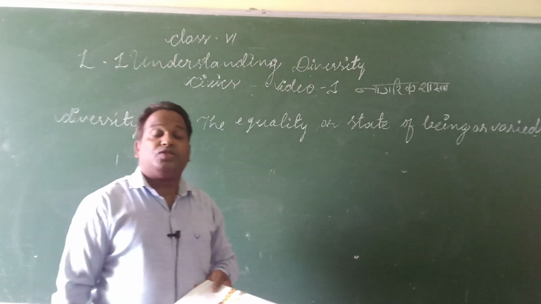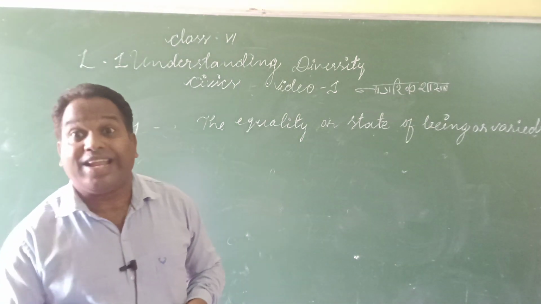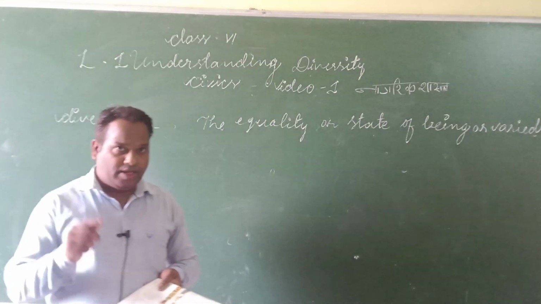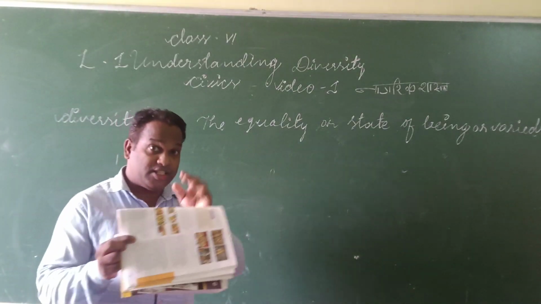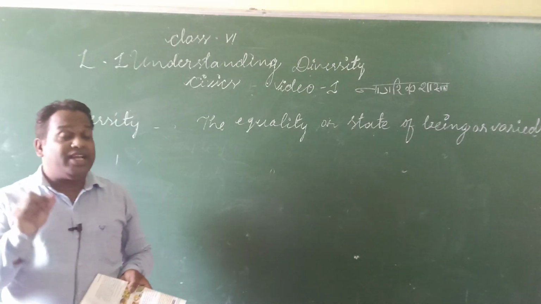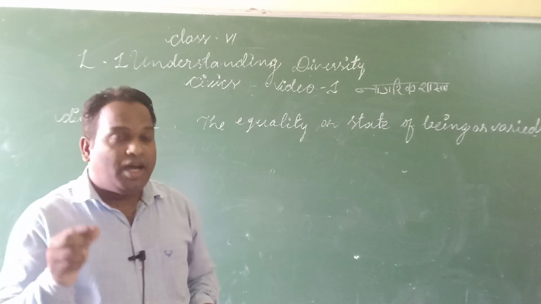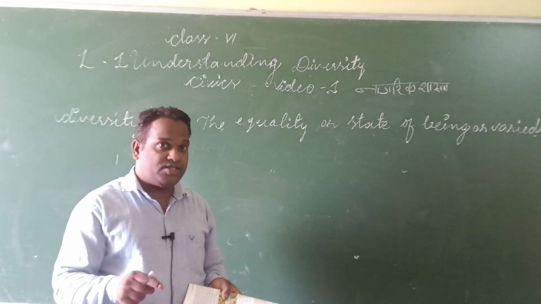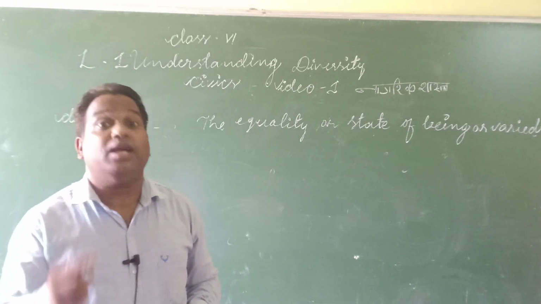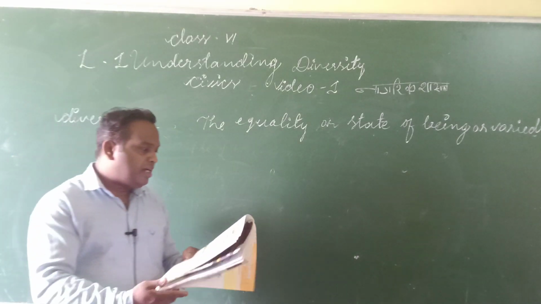More than 2000 dialects, upabhasha, we have. Understood? But this is not mentioned in your textbook. I explained some extra about civics. More than 800 languages are spoken in our country, and 2000 dialects, upabhasha, we have. Bola jata hai, boli bhasha. Understood? Let's go a step ahead.